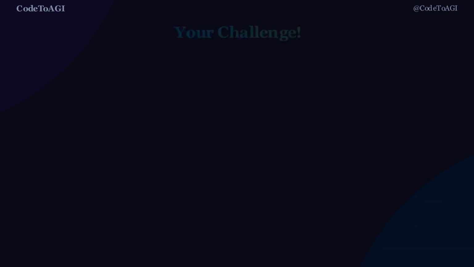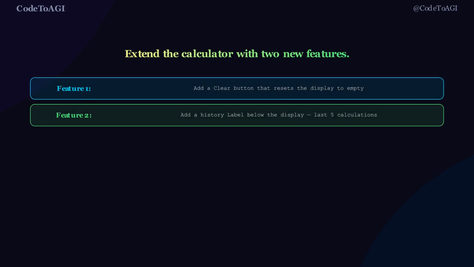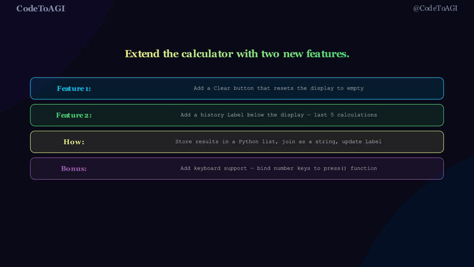Your challenge. Take the calculator you just built and add 2 things. First, a clear button that resets the display to 0. Second, a label below the display showing the last 5 calculations. This is a history feature very common in real apps. Use a Python list to store the last 5 results. Update the label every time equals is pressed.